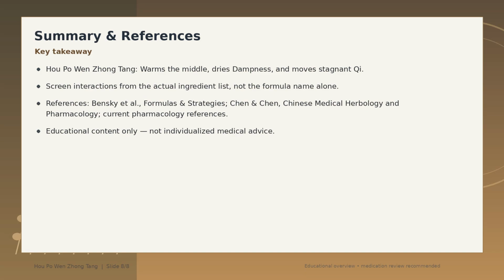In summary, Wen Zhong Tang is best understood as a pattern-based prescription whose action is to warm the middle, resolve dampness, and move stagnant Qi. The key safety principle is targeted interaction screening plus objective monitoring when risk is plausible. Standard references for further study include Chinese Herbal Medicine: Formulas and Strategies by Bensky and colleagues, Chinese Medical Herbology and Pharmacology by Chen, and current drug interaction and pharmacology references.